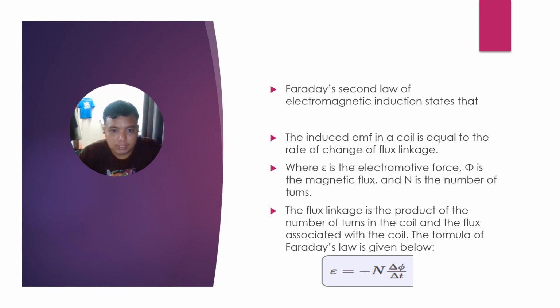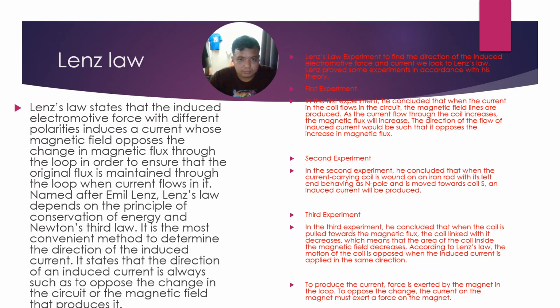Faraday's second law of electromagnetic induction states that the induced EMF in a coil is equal to the rate of change of flux linkage, where E is the electromotive force, phi is the magnetic flux, and N is the number of turns. The flux linkage is the product of the number of turns in the coil and the flux associated with the coil. So the formula for Faraday's law is E equals negative N delta phi over delta t.